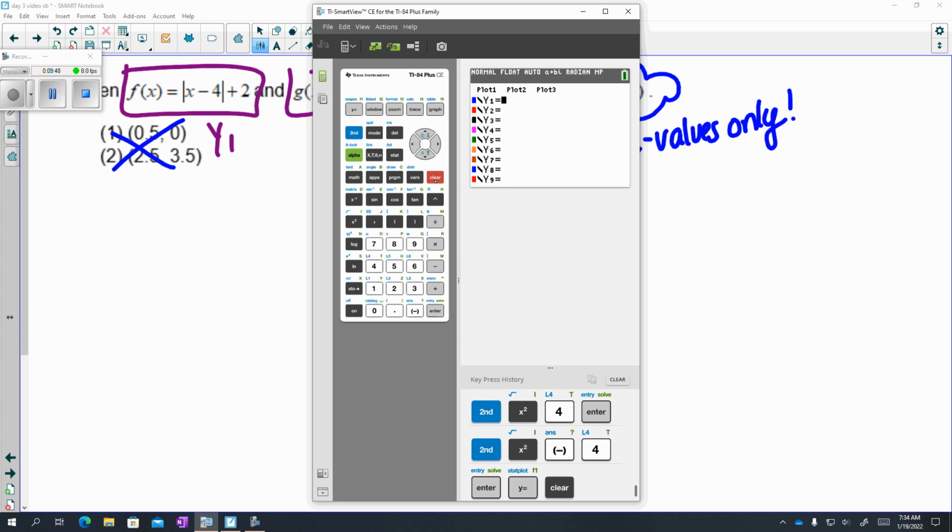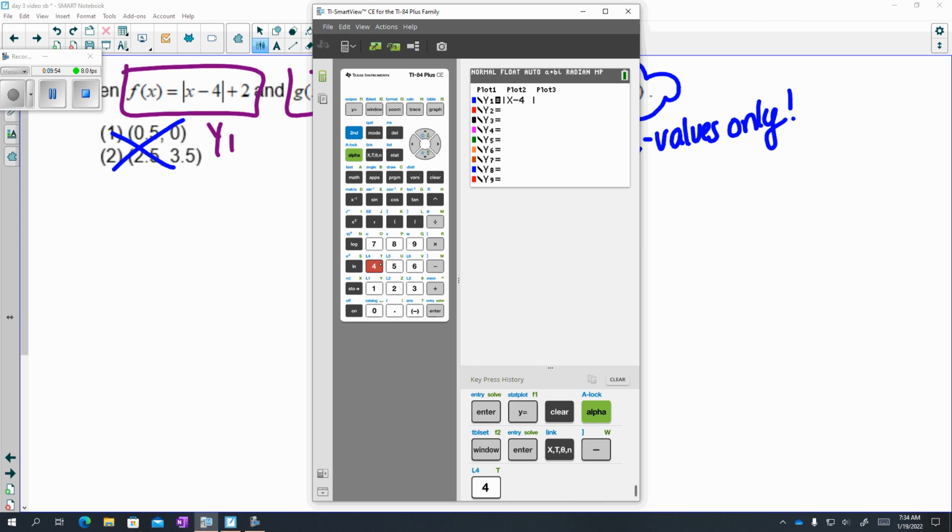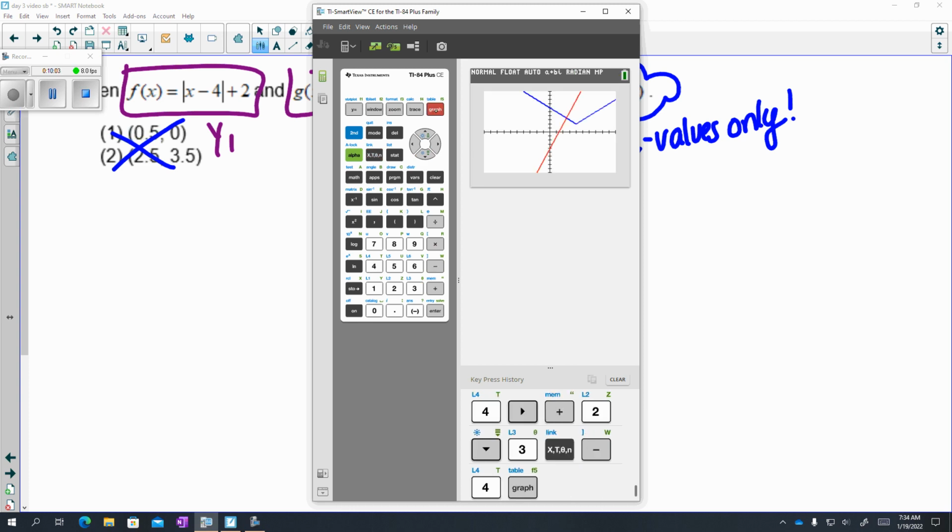To get the absolute value, alpha, window, enter. x minus 4, make sure you hit the right arrow to get outside of it, plus 2. And then I have 3x minus 4. Hit the graph button. Remember, if you ever get a funky looking window, zoom 6 brings you back to your original window.